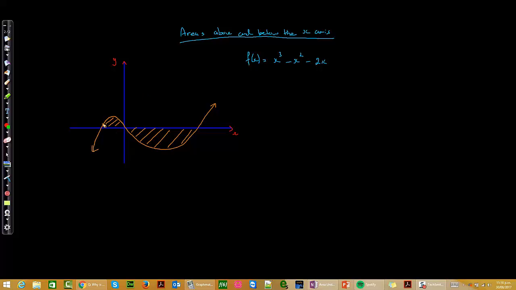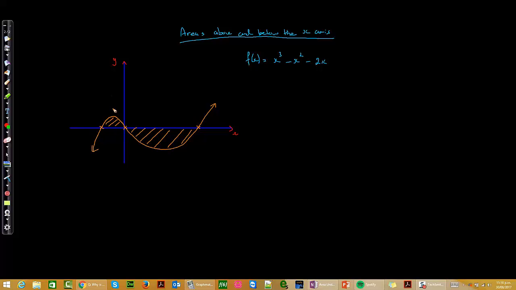We've got part of the area above the x-axis and part below. Now what you might recall was that when you calculate the definite integral for the area above the x-axis, say between this point here and this point here, it will be positive, but the definite integral for this function, if we calculate it between here and this point here, will be negative. So what we're going to need to do is split the area that we're after into two parts.